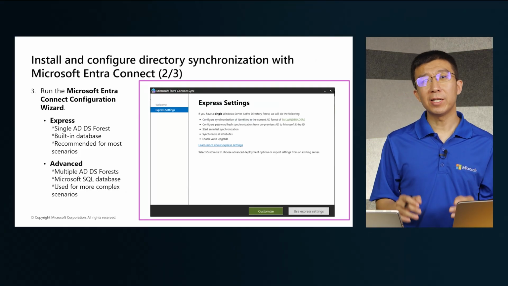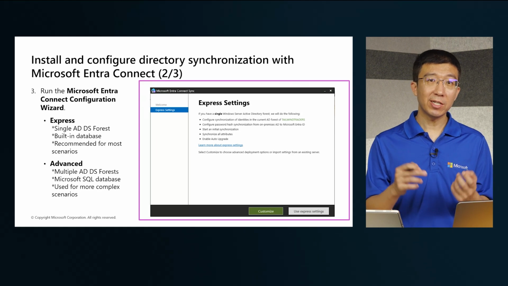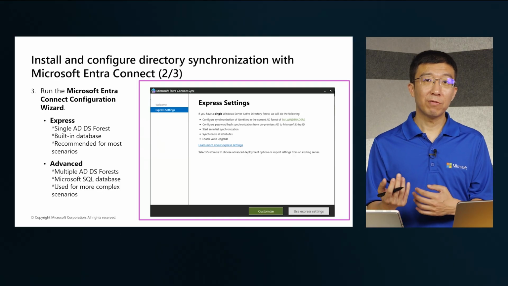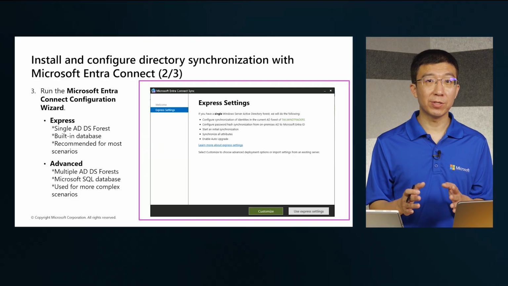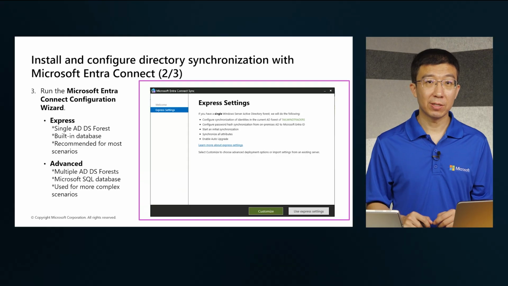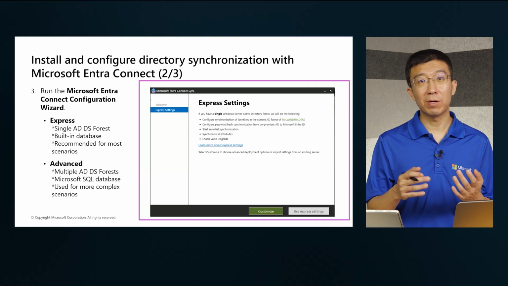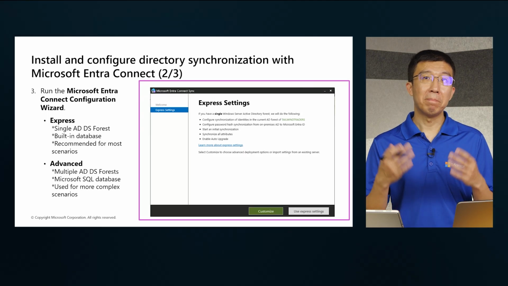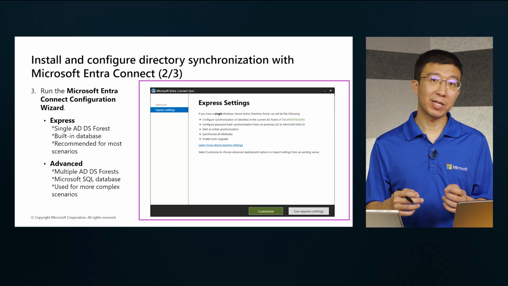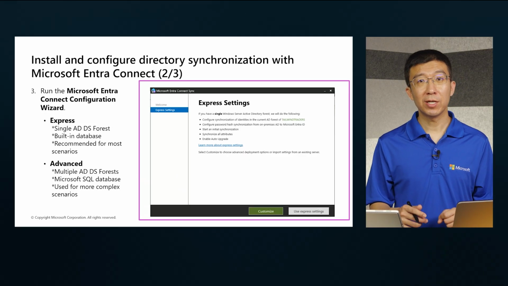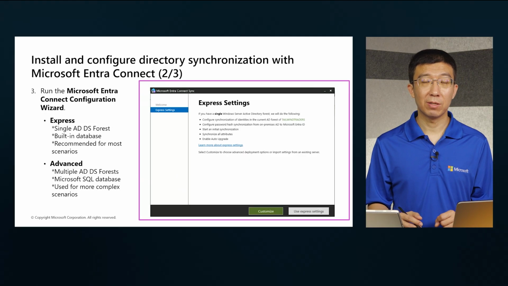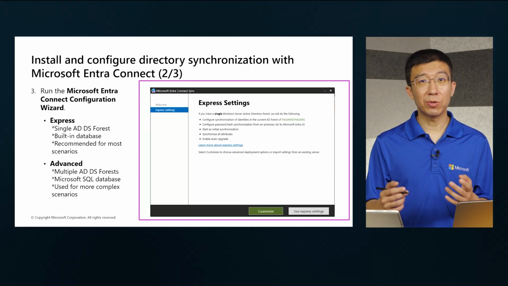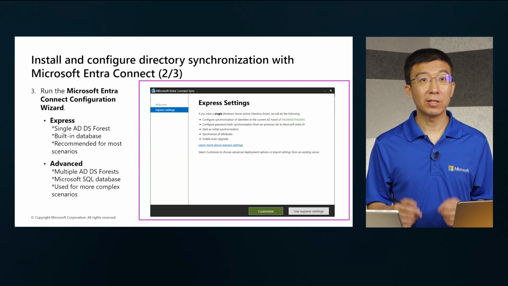Run the Entra Connect configuration wizard to set up synchronization. You can choose express settings for single forest environments with a built-in database. This is recommended for most scenarios. Or advanced settings for multiple forests or custom databases. It is used in more complex environments. The wizard guides you through configuration, ensuring all necessary components are deployed.